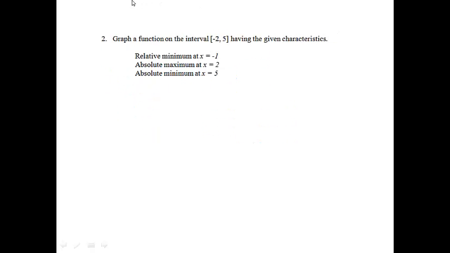Problem number 2. Graph a function on the interval -2, 5 having the given characteristics. So the first thing that I'm going to do for this problem is, since my interval starts at -2, I'm going to make a dotted line at x equals -2. And since it ends at 5, I'm going to make a dotted line at 5, just so I know where I'm headed in my interval.